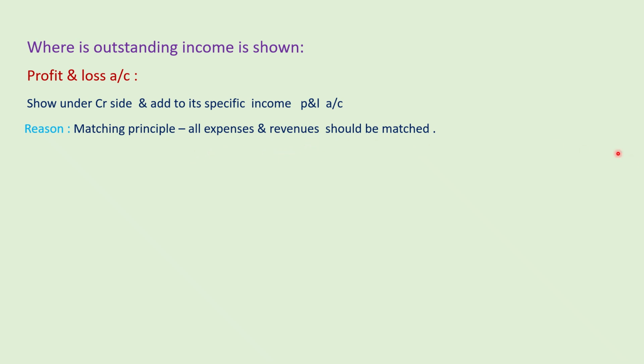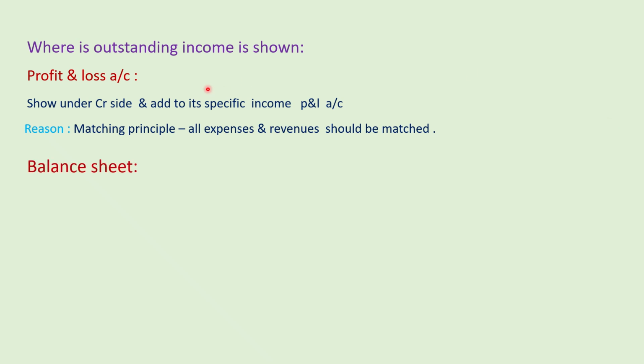Why is it shown only on the credit side of the profit and loss account? Because on the credit side of the profit and loss account, we write all the incomes and gains. On the debit side, we write expenses and losses. As we are talking about outstanding income, we write it on the credit side of the profit and loss account. Let's see the balance sheet.